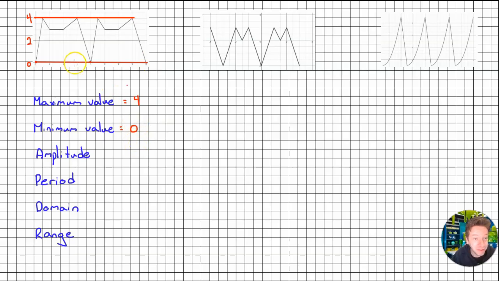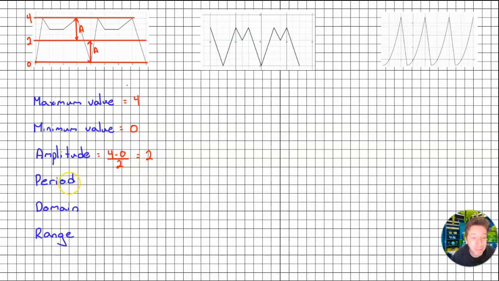Now the amplitude would be if you were to take the midpoint and find the highest point, the maximum value, that would be the amplitude. And because that's the midpoint, it's also true to the lowest value. This is also our amplitude. So to find the amplitude, we are going to take the difference between our maximum and minimum value and divide by 2. So 4 minus 0 divided by 2, and that is just 2.